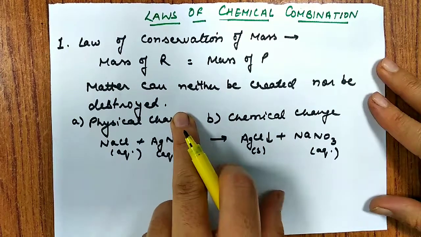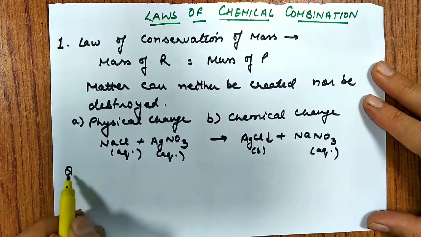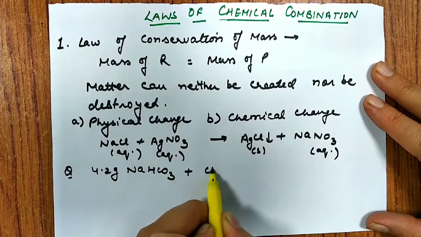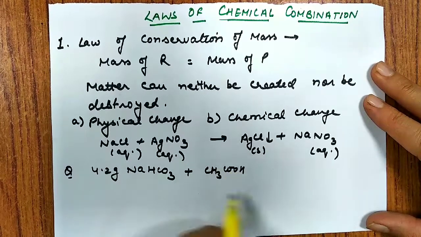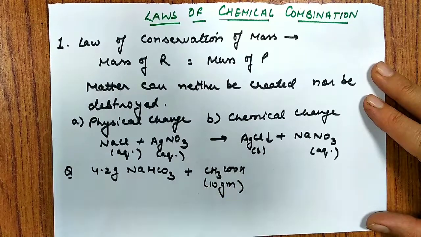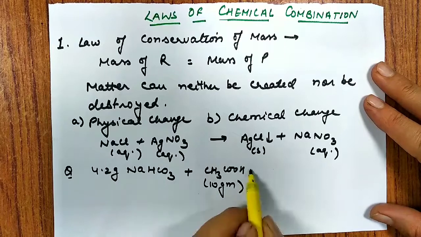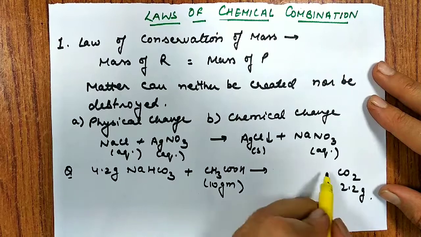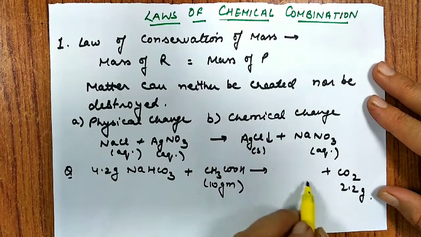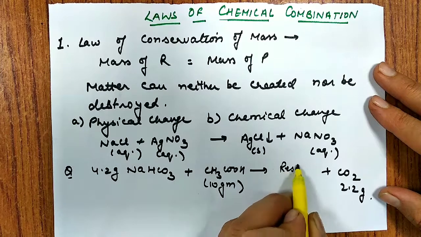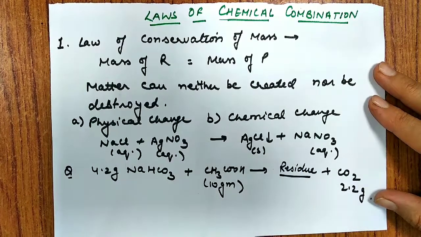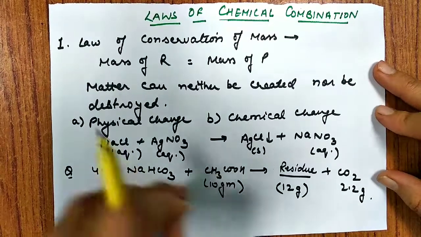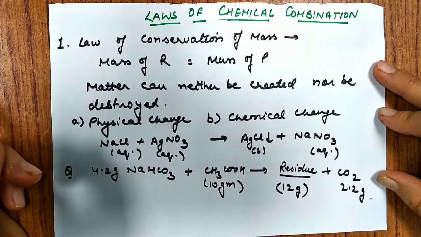Now if I give you a question: suppose you have 4.2 gram of sodium bicarbonate and it is mixed with acetic acid that weighs 10 gram. It is observed that 2.2 gram of CO2 has been released into the atmosphere and there is some residue left. The amount of this residue is 12 gram. Just prove that this observation is in agreement with the law of conservation of mass.